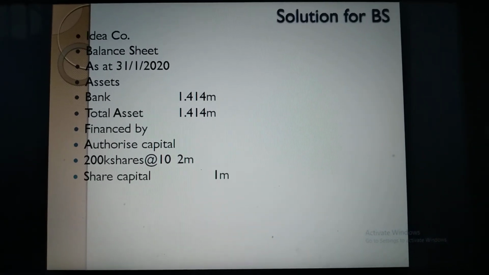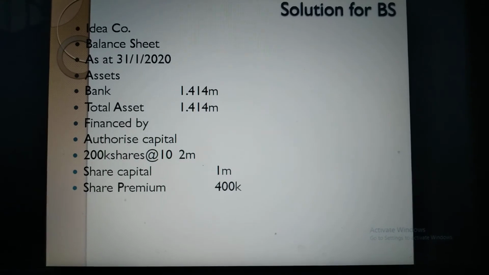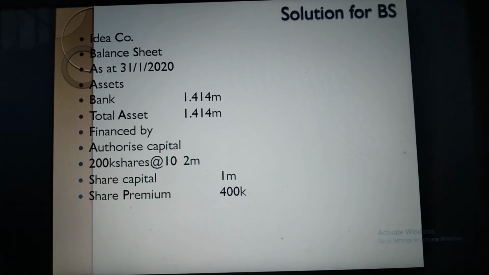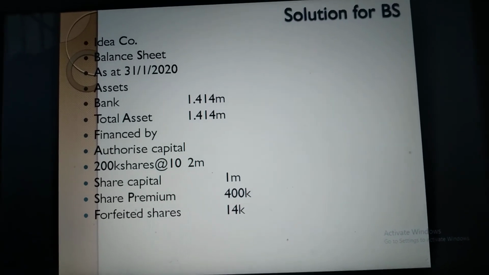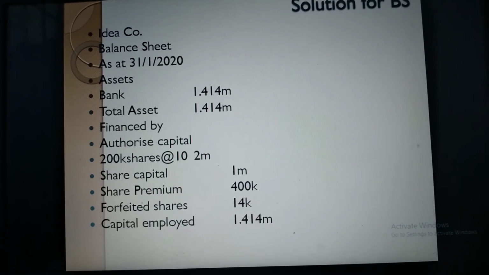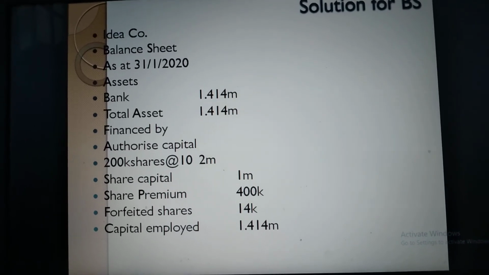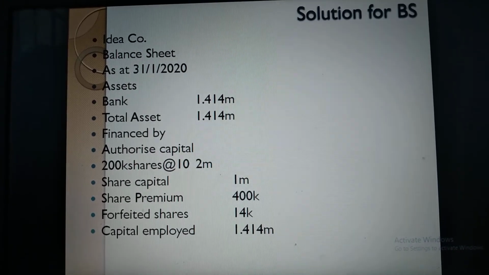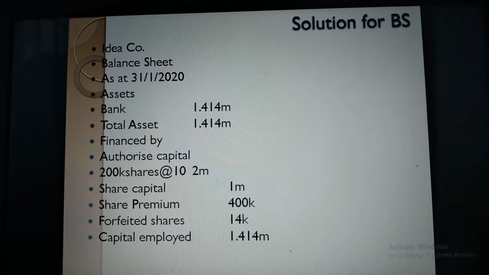You start with the share capital issued was 1 million from our ledger. Share premium 400K from our ledger. And then forfeited shares 14K, our balance from ledger. When you total this, you get 1.414 million. Now this gives us the balance sheet, and the balance sheet is formulated from the ledgers.